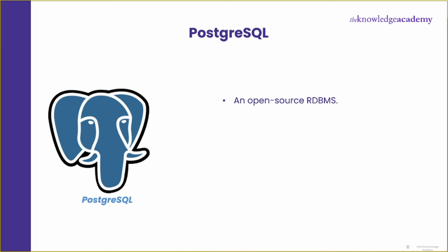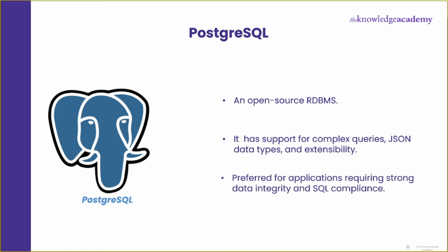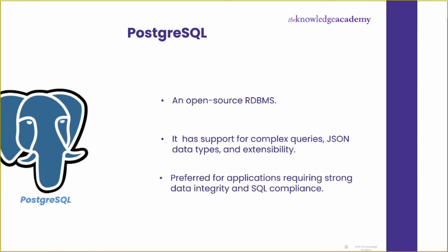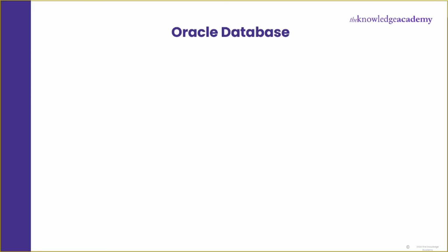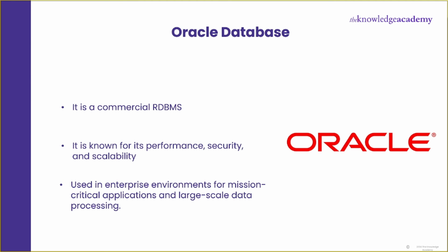Next is PostgreSQL. This is another powerful open source RDBMS with advanced features such as support for complex queries, JSON data types, and extensibility. It's often preferred for applications requiring strong data integrity and SQL compliance. Next is Oracle Database. Oracle Database is a commercial RDBMS known for its performance, security, and scalability. It's commonly used in enterprise environments for mission-critical applications and large-scale data processing.